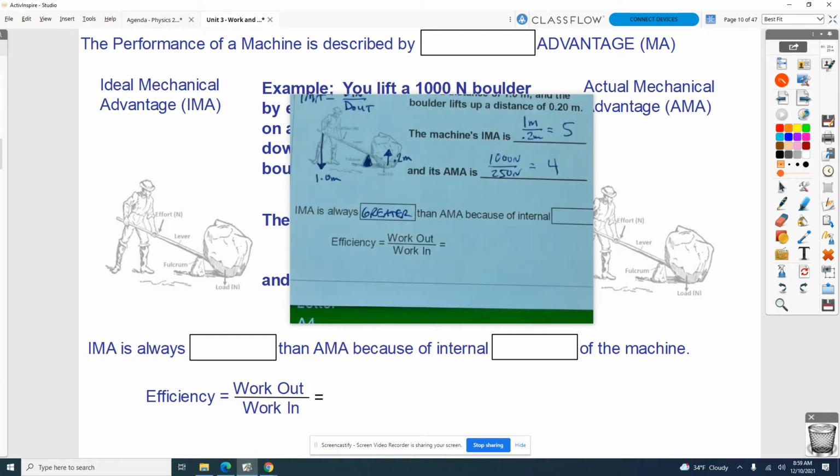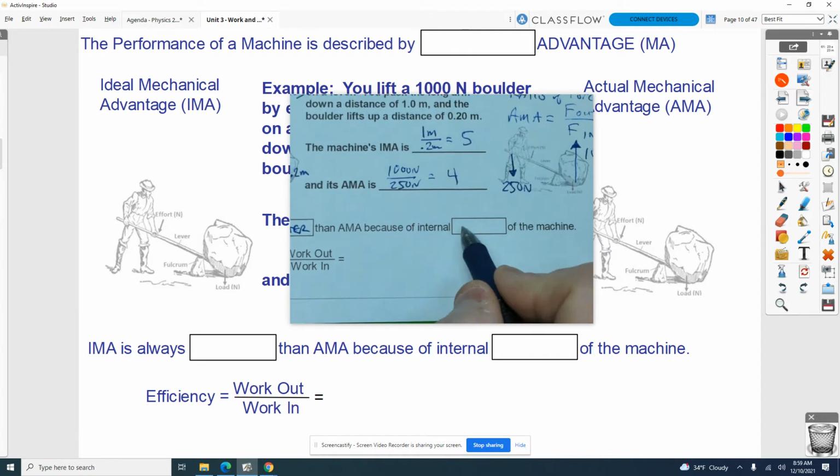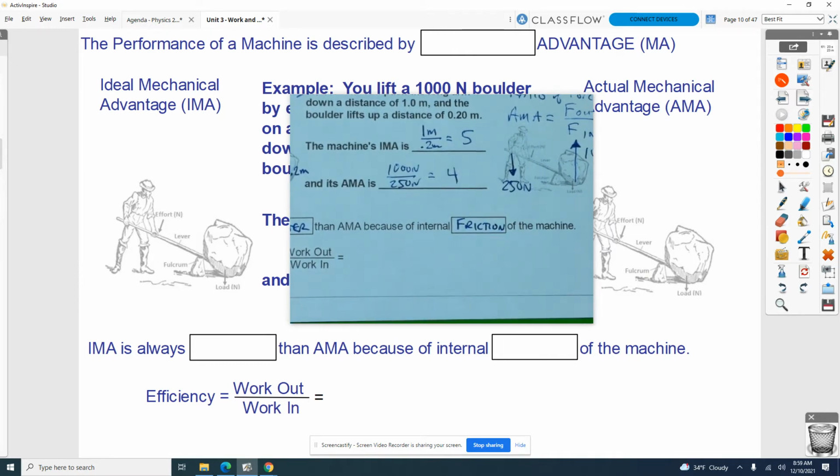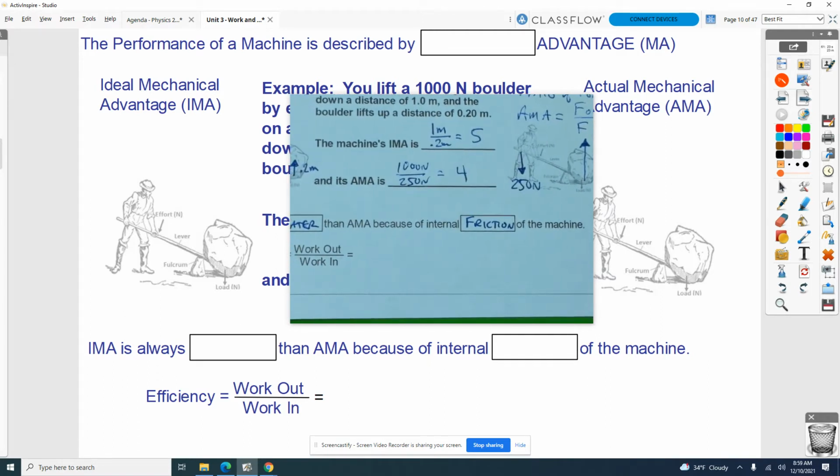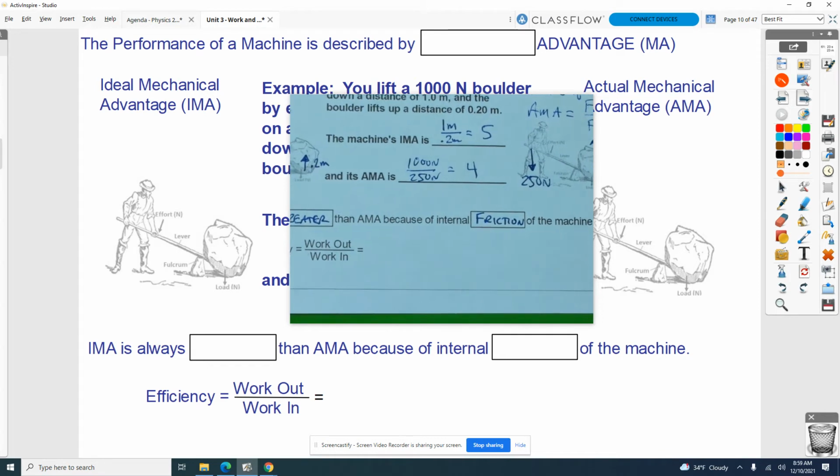And the reason for that is simply because we have some internal forces, internal friction, that's a part of every machine. It's always going to take away some of the work that we do and put it into non-useful forms. Now, we have a way of quantifying just how efficient a machine is.